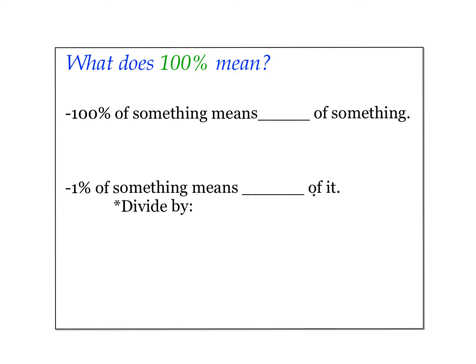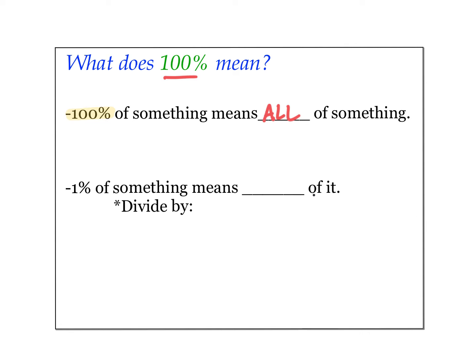So before we get started, let's think about this. What does 100% of something mean? Okay, I want you to just pause, fill in what you think it means. So 100% of something means that you have all of something, like completely all of it. So 100% means all of something.